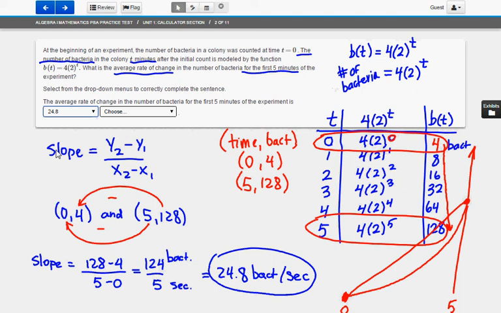It says the average rate of change in the number of bacteria for the first 5 minutes of the experiment is 24.8 bacteria per, oh, it's not seconds, is it? It's minutes. Bacteria per minute. Let me fix that.